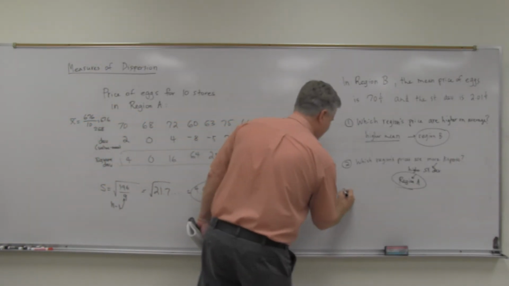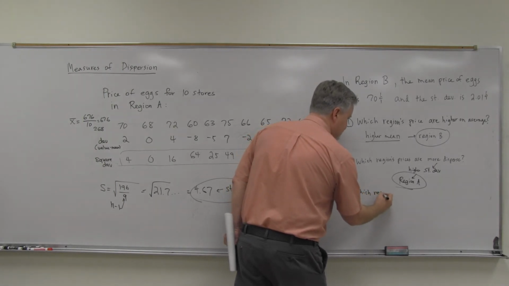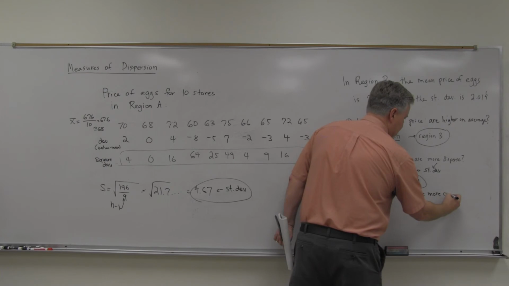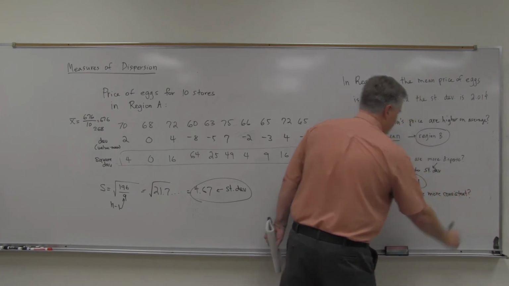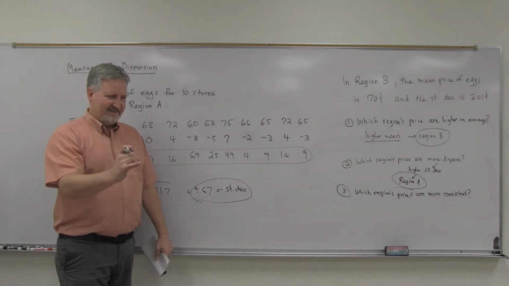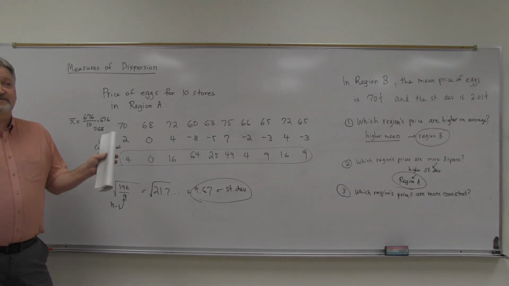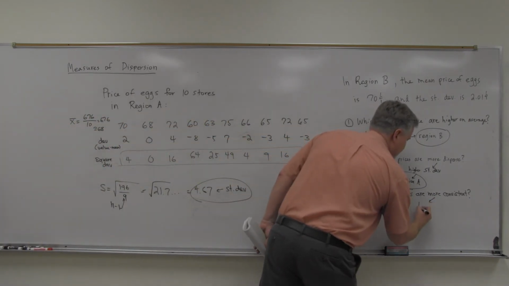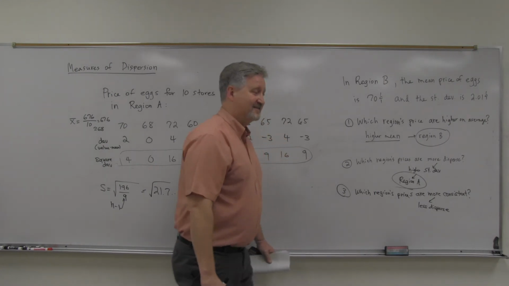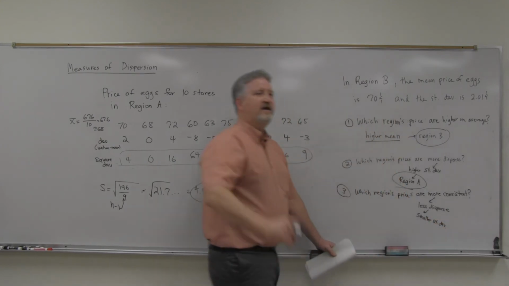Got a third one though. So we know which is higher on average, which is more dispersed. Here's the next one. Which region's prices are more consistent? All right, let's think through that. If they're more consistent, what does that mean? Well, they're closer together, which means less dispersion. So what am I looking for as far as statistics go? The smaller standard deviation, right?